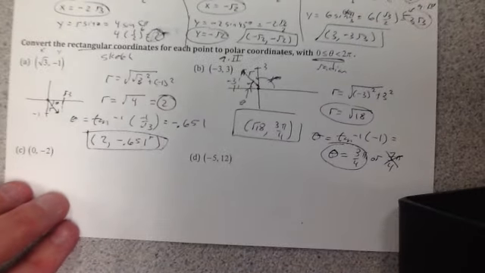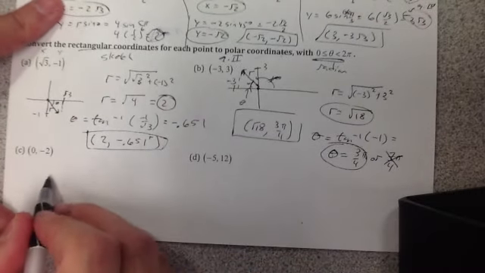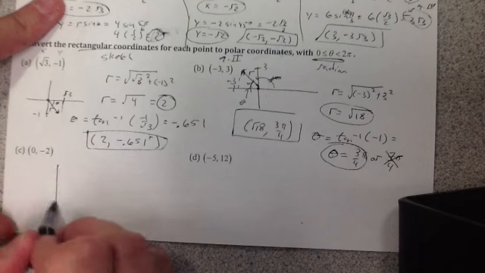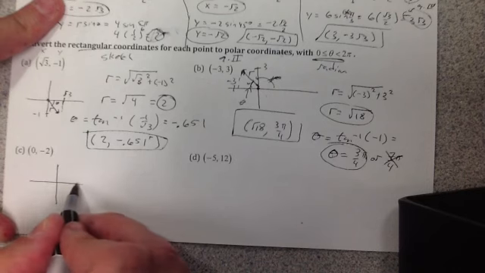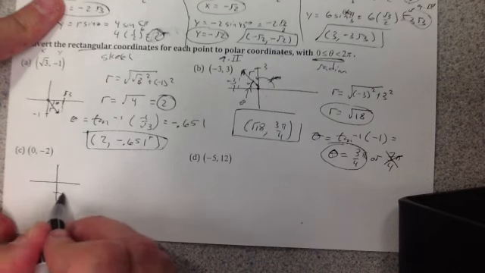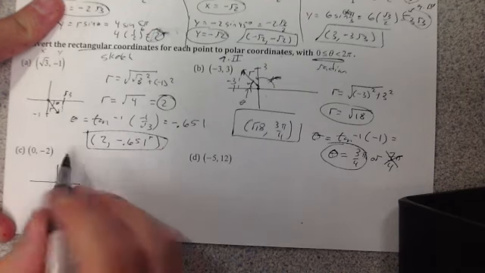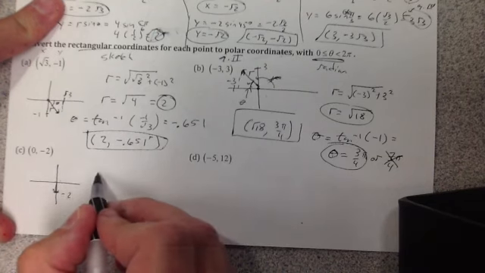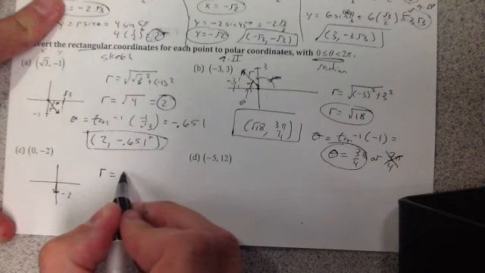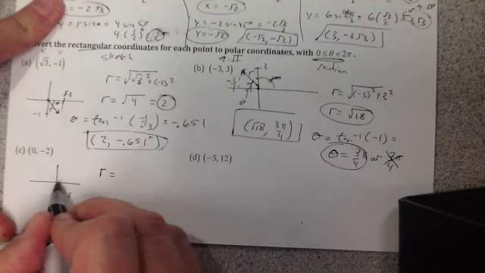All right, let's take a look at another one here. All right, isn't this fun? Oh, look, 0, negative 2. All right, let's graph it out. 0, okay, down 2. All right. Radius should not be hard. R should not be hard. That's just what? How far did we go?